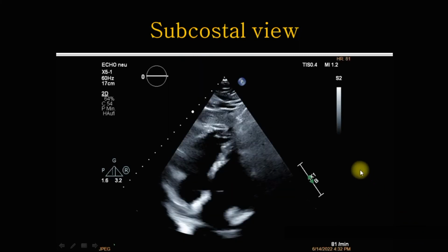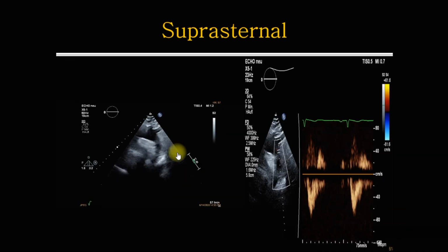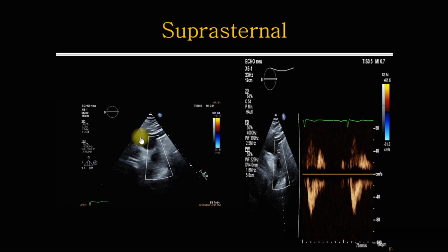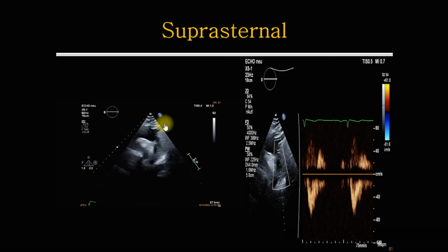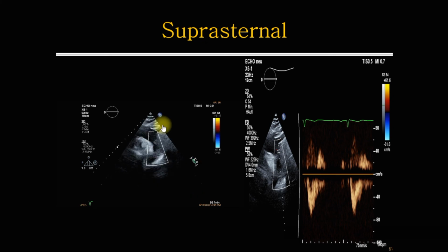Back to our subcostal view, we have known how to get it. Our next view will be the suprasternal view. Suprasternal view, we have seen how to get it. We will get view like that, aortic arch, part of the descending aorta. Here we can see the left subclavian, here a second artery, most probably the carotid, common carotid.